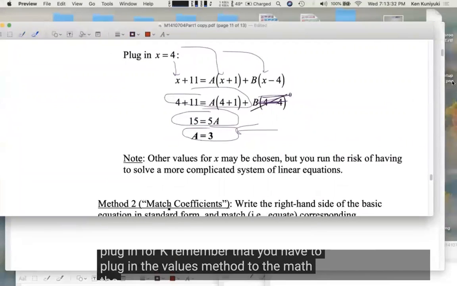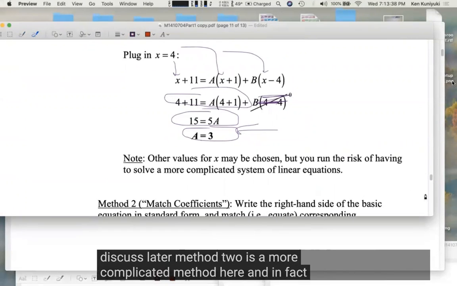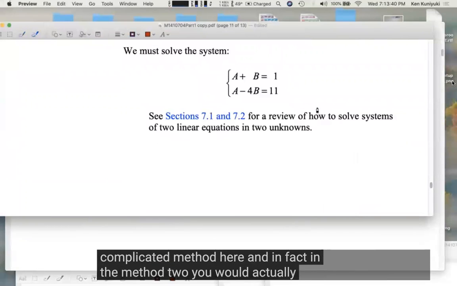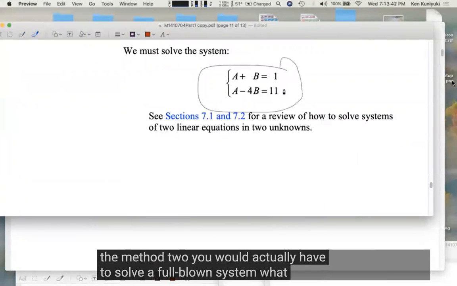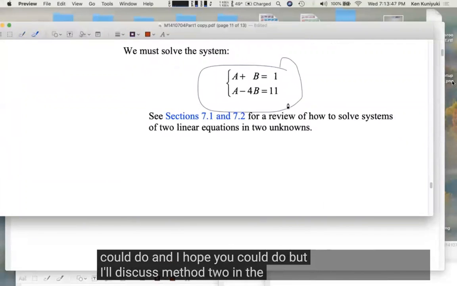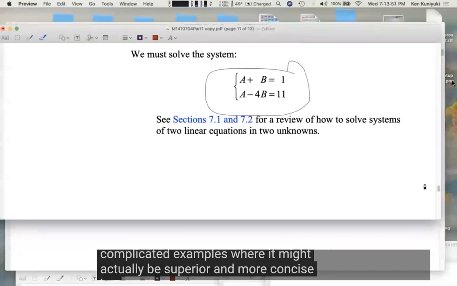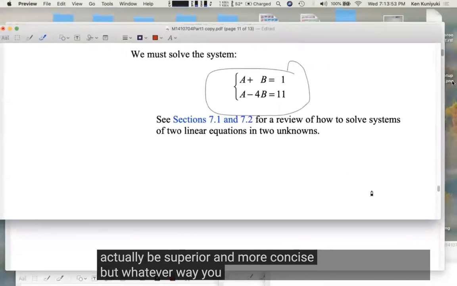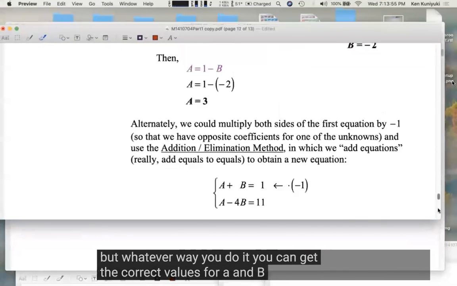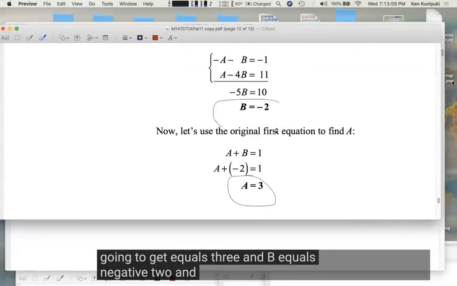Method 2, the matching coefficients method, I'll discuss later. Method 2 is a more complicated method here. And in fact, in method 2, you would actually have to solve a full-blown system, which you could do, and I hope you could do. But I'll discuss method 2 in the more complicated examples where it might actually be superior and more concise. But whatever way you do it, you can get the correct values for a and b. You're going to get a equals 3 and b equals -2. And either method will give you these two values.